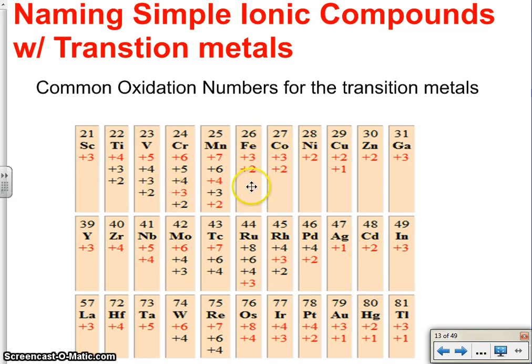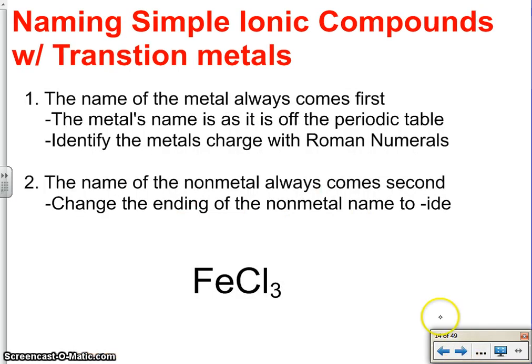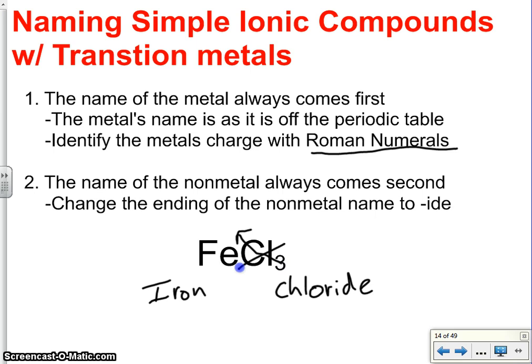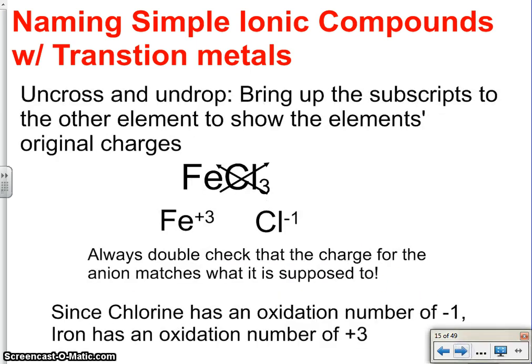How do we know if we're dealing with iron +2 or iron +3? That's when we have to use the Roman numerals. So let's say this is our compound right here. We are looking at FeCl3. Well, I know based off of what I just learned, Fe is iron, so I just name iron. Cl is chlorine, so we name it chloride. Okay, but what iron is this? We use Roman numerals to identify what its charge is, and the way we do that is by uncrossing and unswapping. Okay, we bring up our numeric values, and we'll look at that on the next slide.